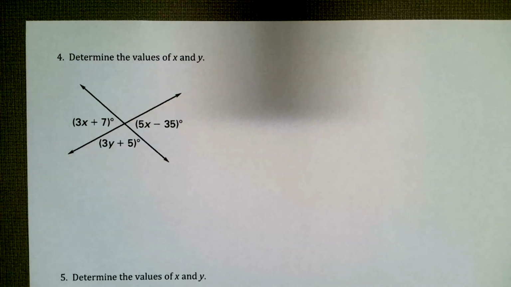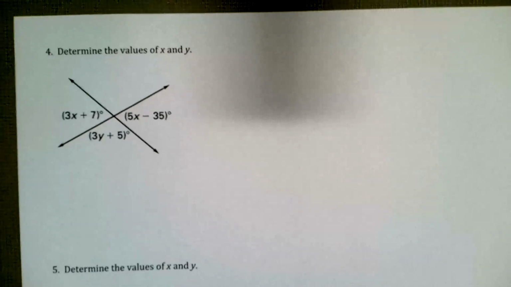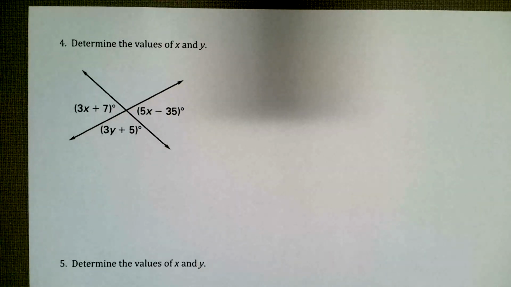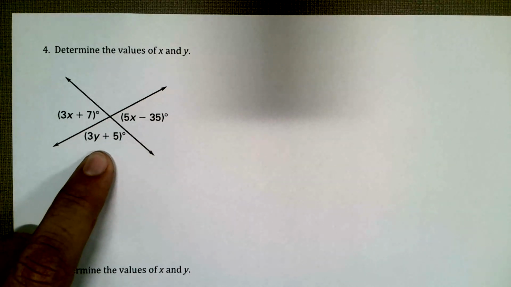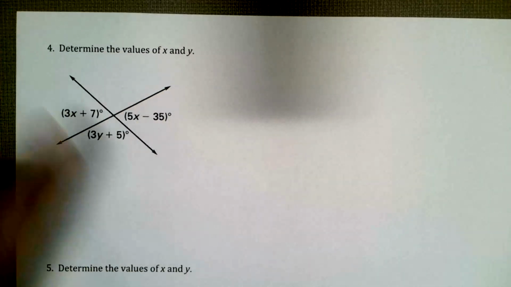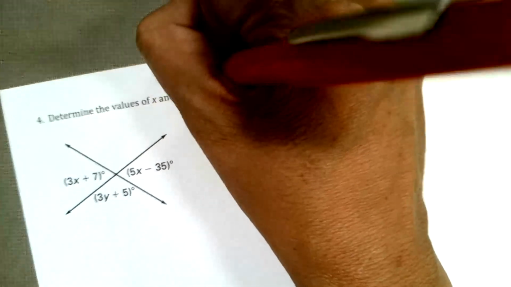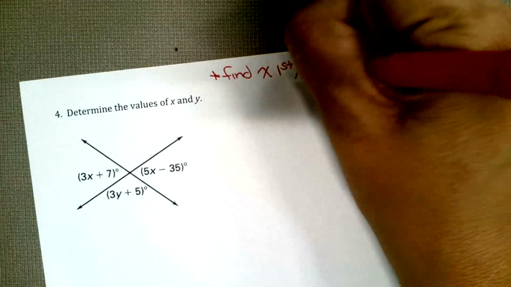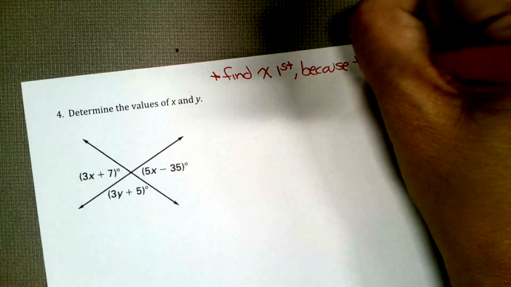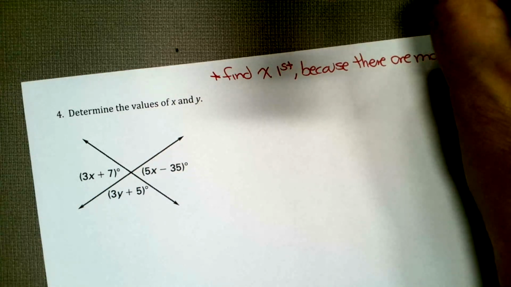Okay, 4 is our first problem where we have multiple variables. When we have more than one variable, one way to consider what to solve for is what variable there's more of. So we have 3x plus 7, 5x minus 35, and 3y plus 5. So we have more x's. So we are going to find x first, because there are more x's.